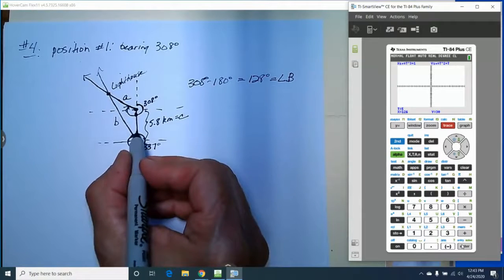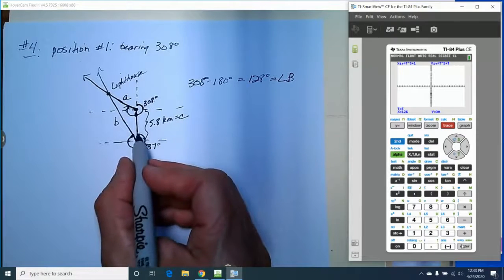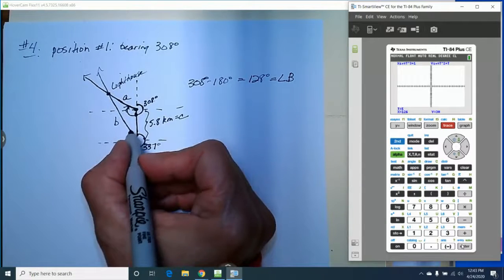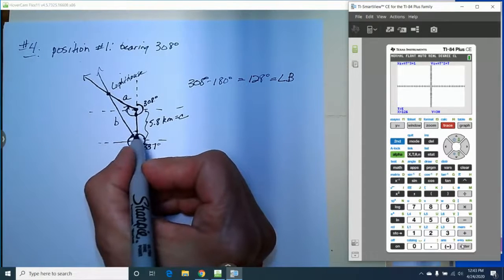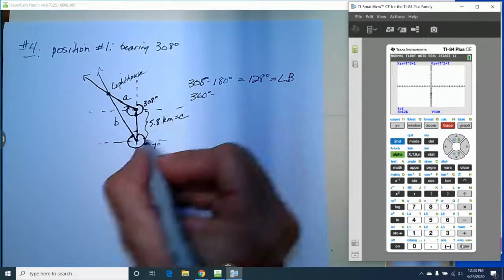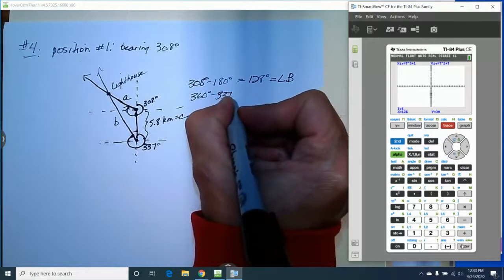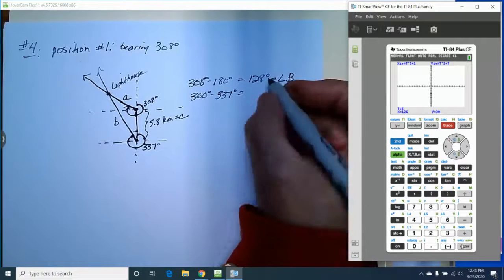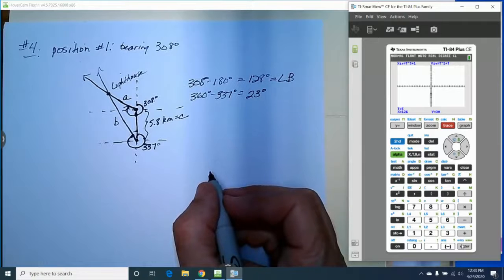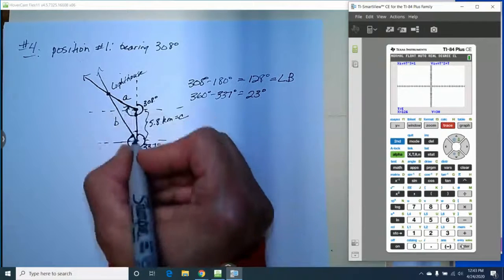To find this angle in here, I know this 337. If I went the rest of the way around the circle, that would give me this angle. So that would be a total of 360 degrees. So to find that little angle, I'm going to take 360 and subtract 337. And that gives me 23 degrees. So that is going to be my angle A.